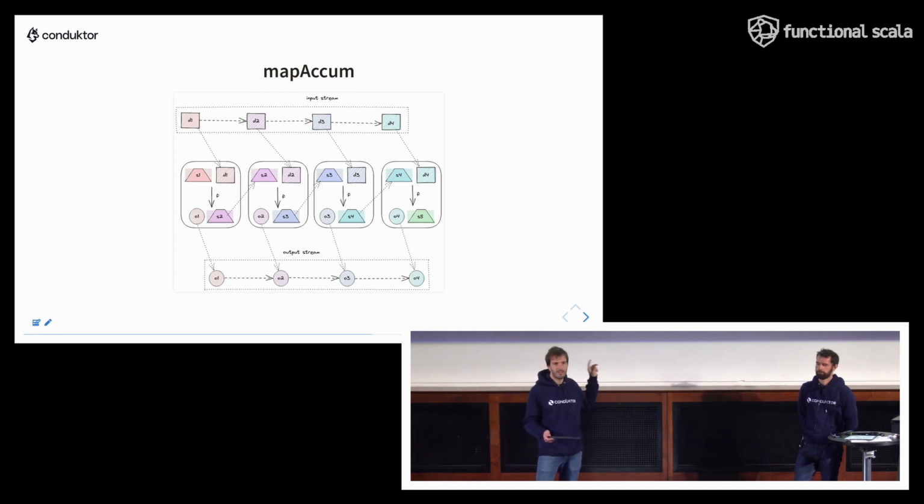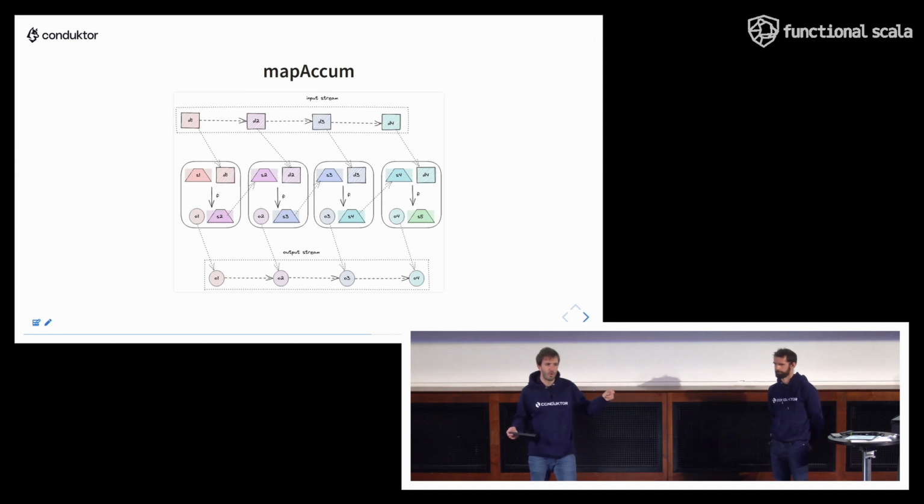So the initial state here is S1, and the function should be able to take a state and an element from the input stream and compute a new state and an element from a different type to put on the output stream. And so the first element of the input stream is going to be combined with the initial state. We're going to use this function, get a new state, get the element to output, put the element on the output stream, and the new state that we compute is going to be matched with the next element of the stream. And so we can use this function, get a new state and a new element, and so on and so on.